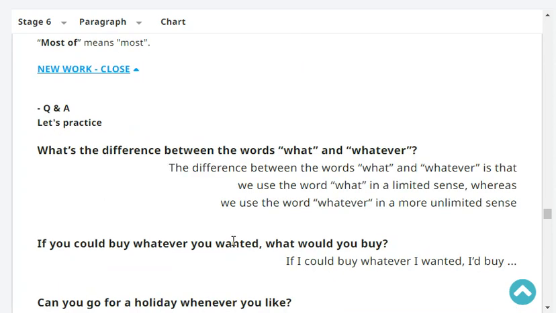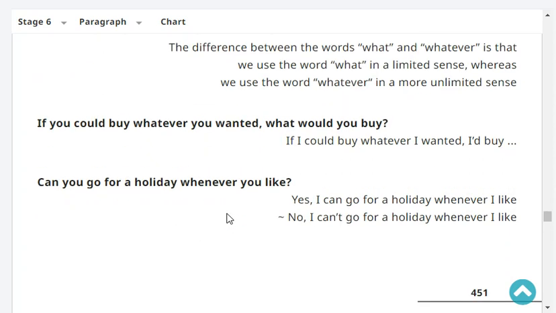What's the difference between the words what and whatever? The difference between the words what and whatever is that we use the word what in a limited sense, whereas we use the word whatever in a more unlimited sense. If you could buy whatever you wanted, what would you buy?